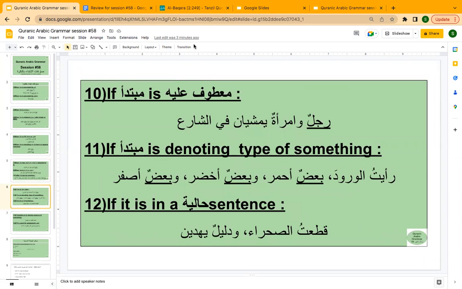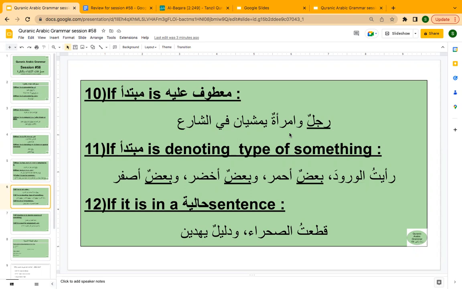If your mubtada is ma'tuf alayhi, like this: rajulun wa imra'atun yamshiyani. So here, what is happening? What do you see here, my dear sisters? What construction have we learned? Alhamdulillah, I'm very thankful to Allah subhanahu wa ta'ala that we spent our time on these fragments. Now your rajulun is going to be your mubtada, imra'atun is ma'tuf, and what is yamshiyani? Yamshiyani, they both walk.